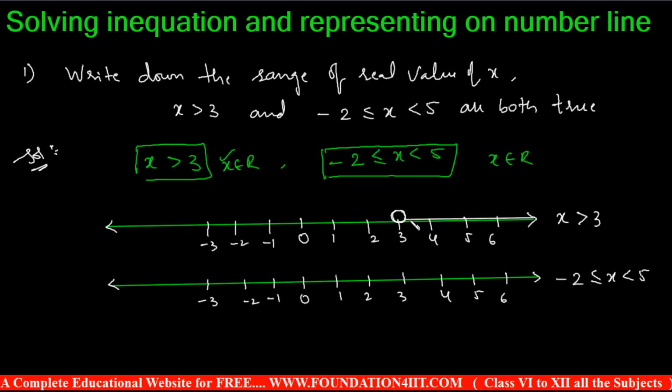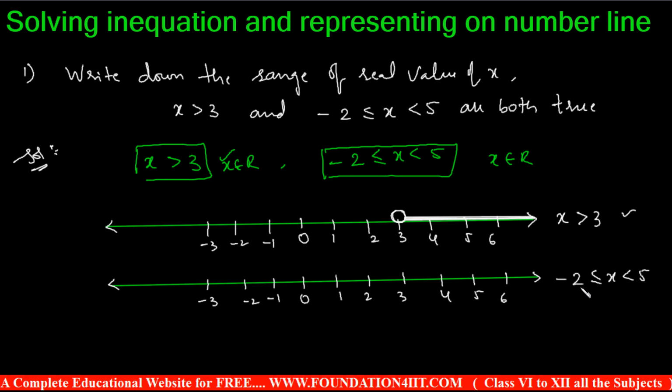So from this, all the values from 3 are included, but 3 is not included. Yeah, just you can do a bubble type. So these are all from 3, all the values, but 3 is not included. This is the solution set for this first case.